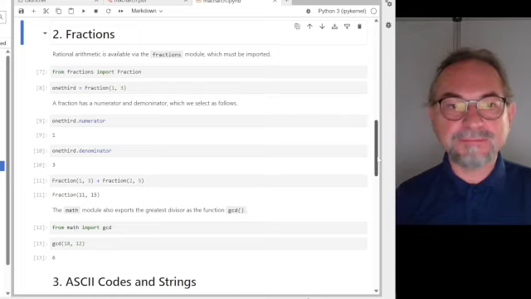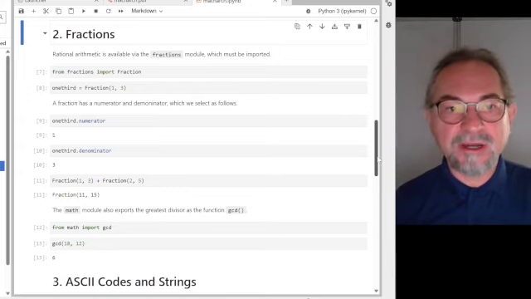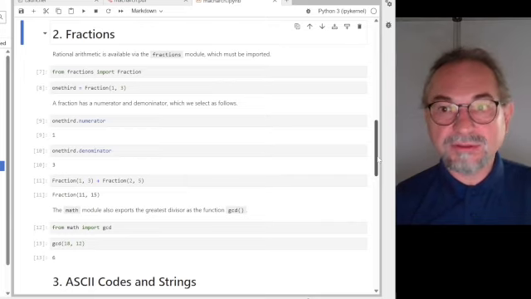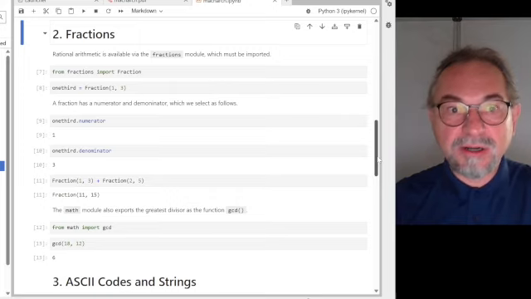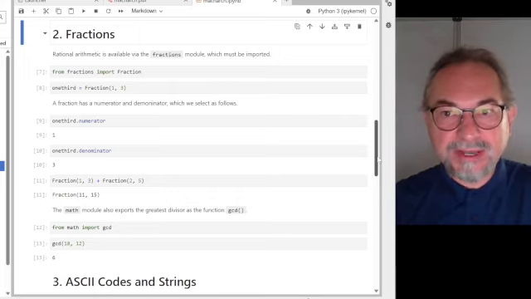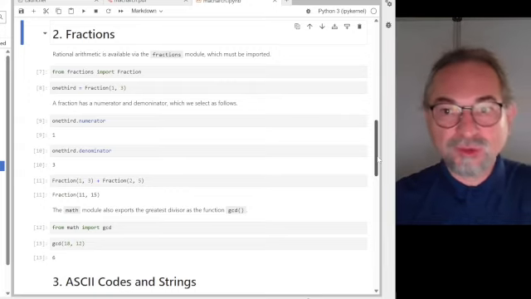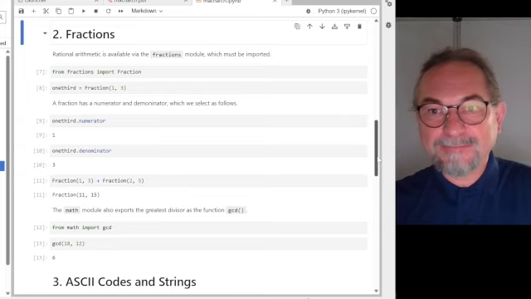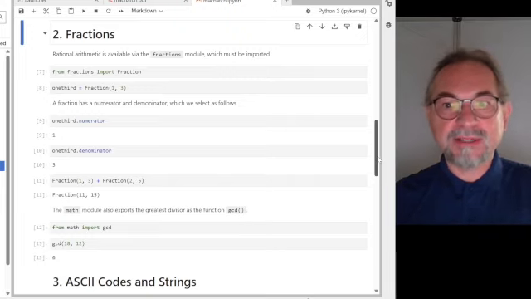So notice this. I had 1 over 3. If you have 1/3, then it will show you as 1 comma 3. In some sense we are running ahead a little bit, but you could see the fraction type, the 1/3, as a function that stores data. So Fraction is the name of the type. The 1 comma 3 stores the numerator and the denominator.